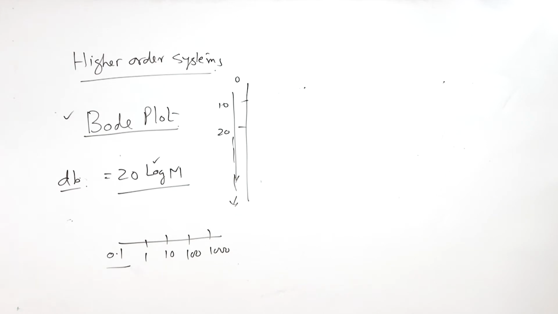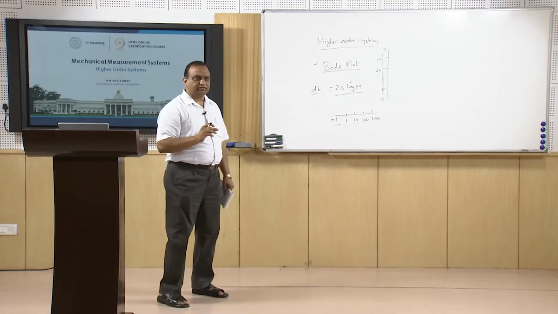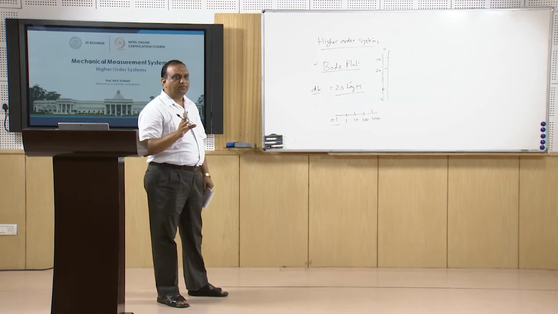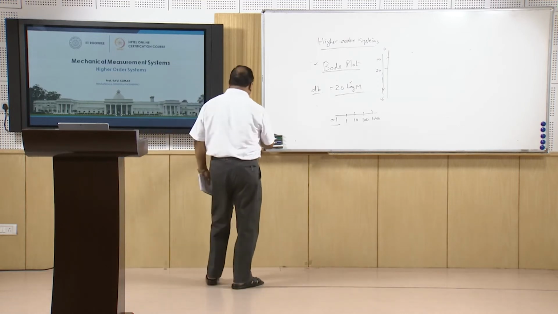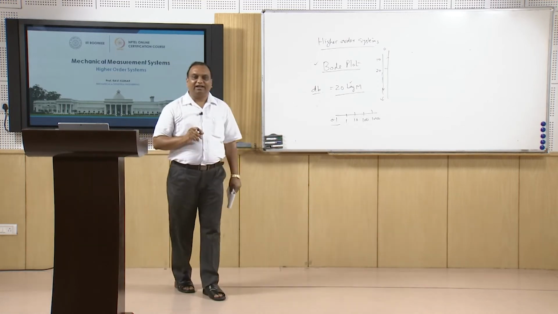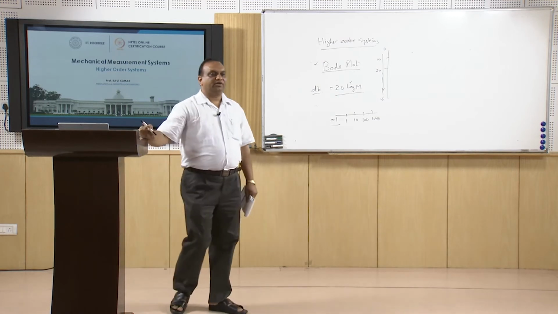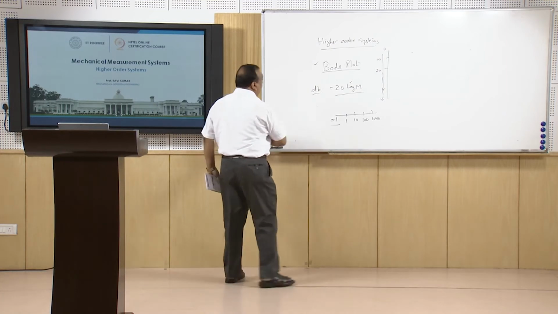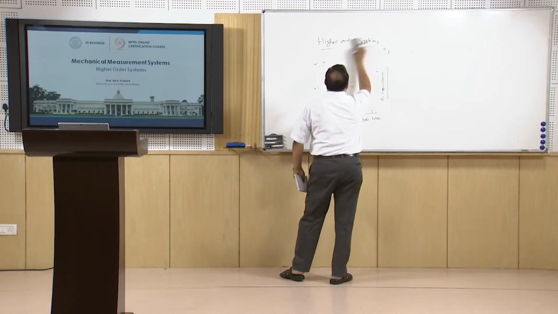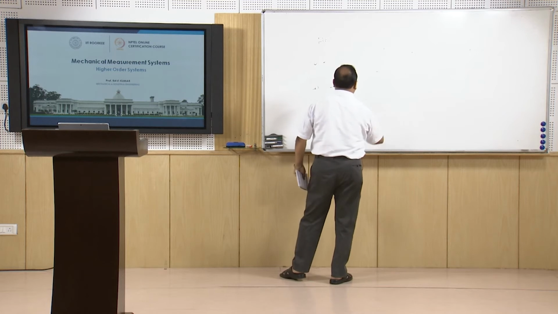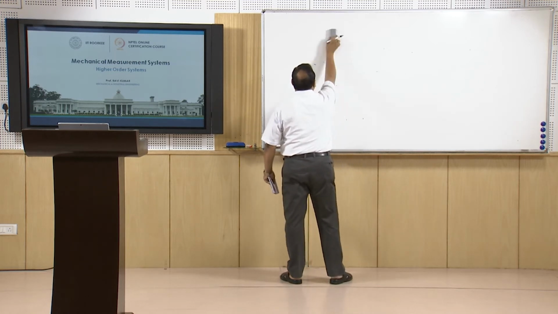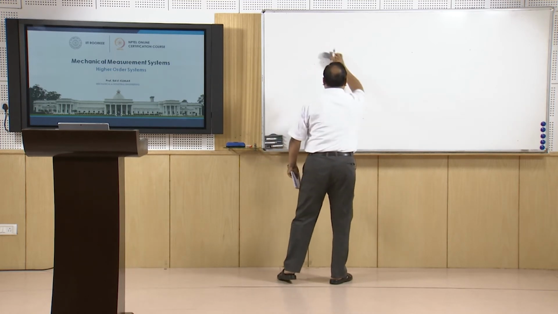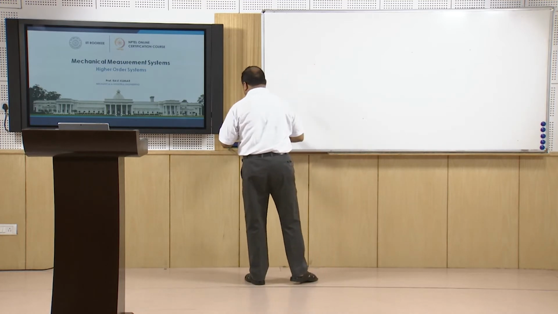Now a system can be broken into a number of first order and second order systems. Any higher order system can be broken into a number of first order and second order systems. That is why the analysis of first order and second order systems is very important to understand. So let us start with a first order system. Now I want to plot a Bode plot for first order system.